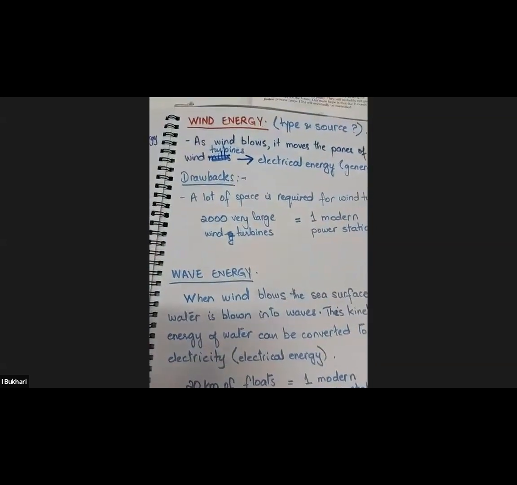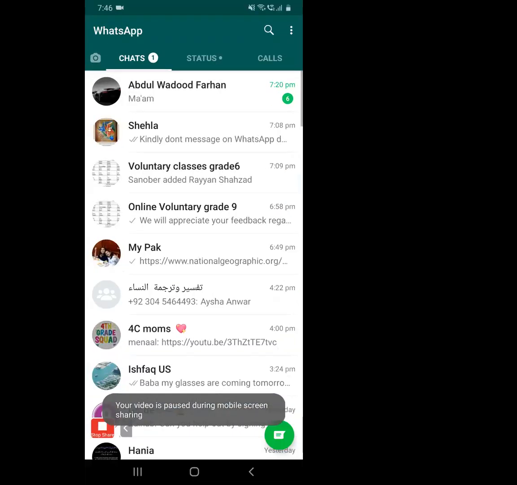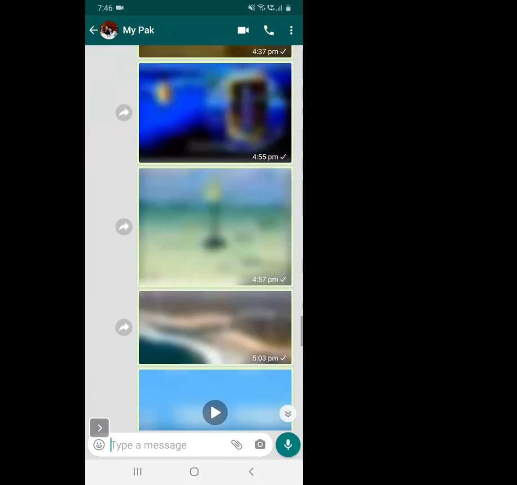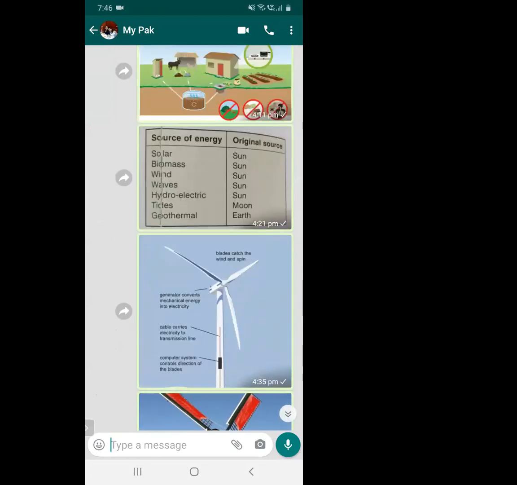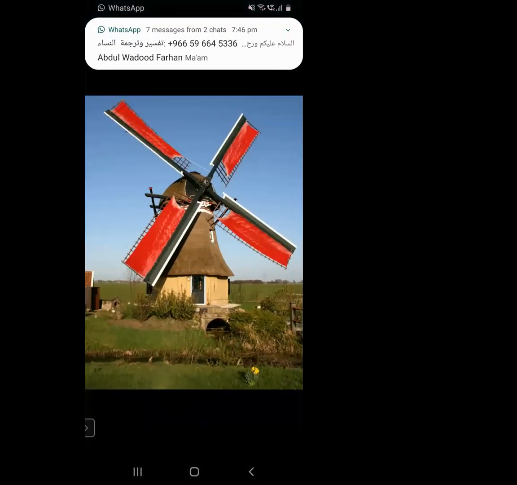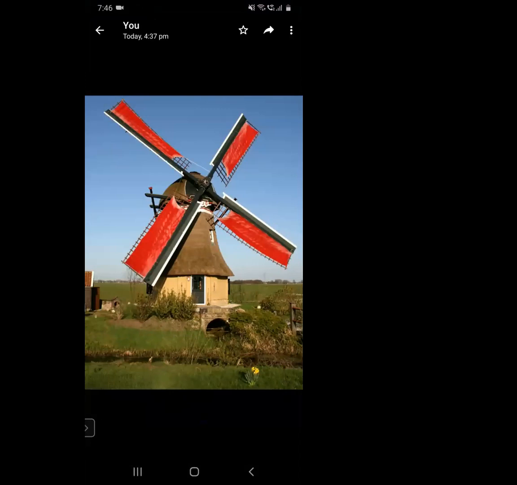Okay, so let me show you windmills and wind turbines. Now, what's the difference between windmill and wind turbine? Windmills have been used for centuries and centuries. Like this is a windmill. Okay, and when the wind moves these panes of the mill, this kinetic energy is then used to grind grains in flour mills, in olden days.